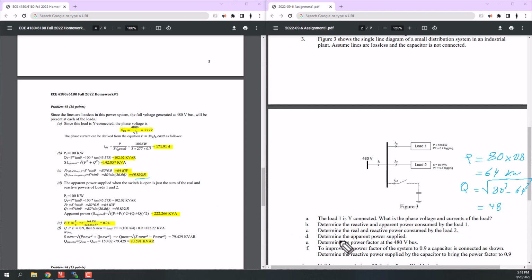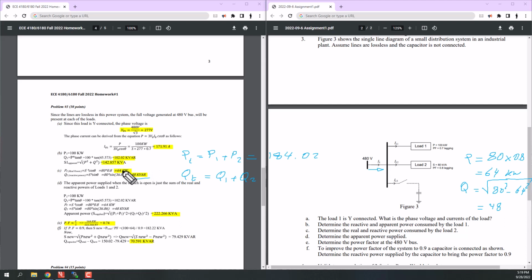For part D, we have to determine the apparent power supplied. As the lines are lossless, we know that the power supplied by the source is the summation of the powers consumed by these two loads. So we can write that P total is P1 plus P2, and Q total is Q1 plus Q2.